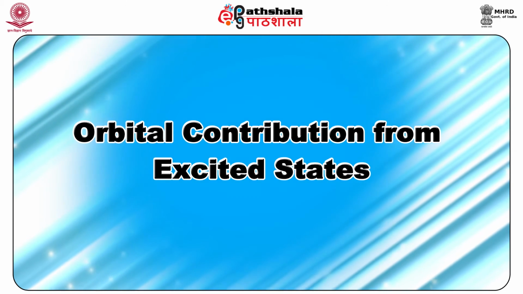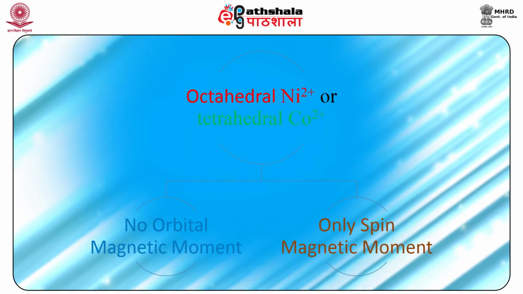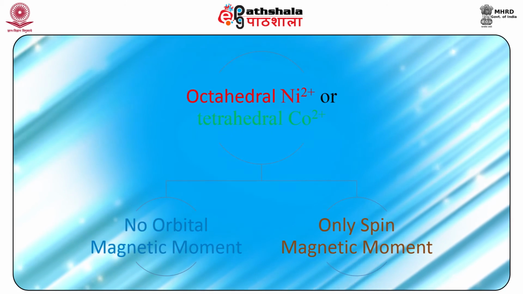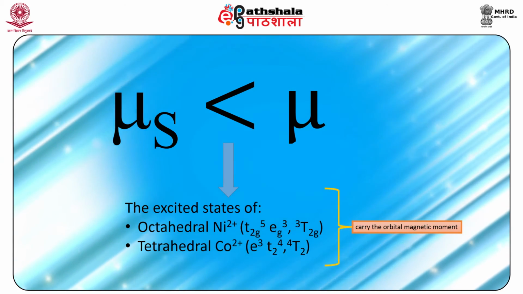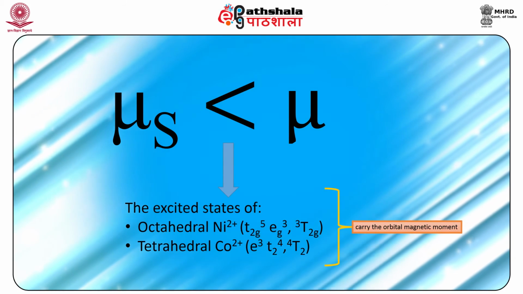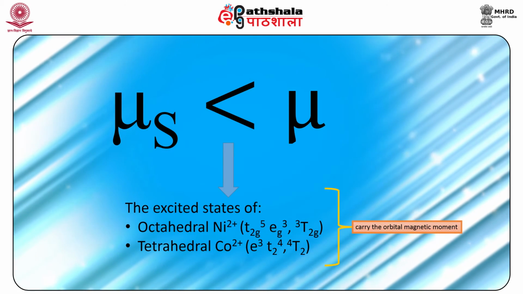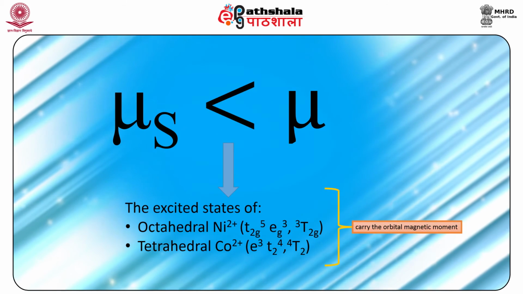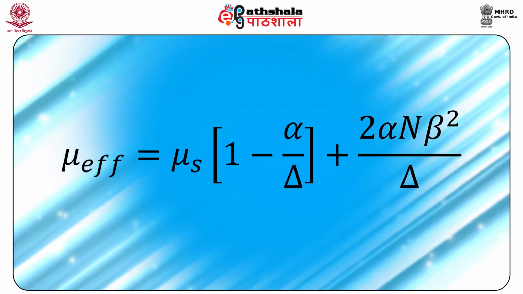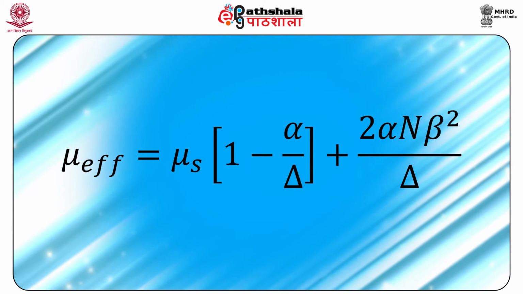Orbital contribution from excited states. From the above discussion, the octahedral nickel 2 plus and tetrahedral cobalt 2 plus are expected to have no orbital magnetic moment, but only spin magnetic moment. However, such complexes in reality exhibit a magnetic moment significantly higher than mu s. This is because the excited states of octahedral nickel 2 plus and tetrahedral cobalt 2 plus carry the orbital magnetic moment. In a system having such an excited state, the spin orbit coupling brings about some mixing of the ground state with the excited state, thus forcing some orbital contribution.